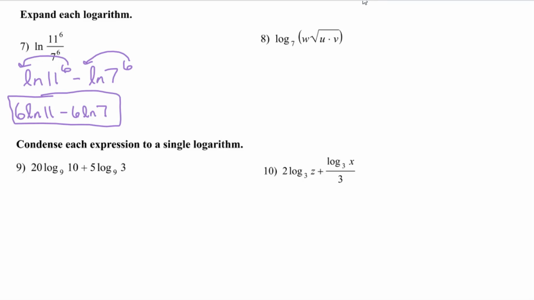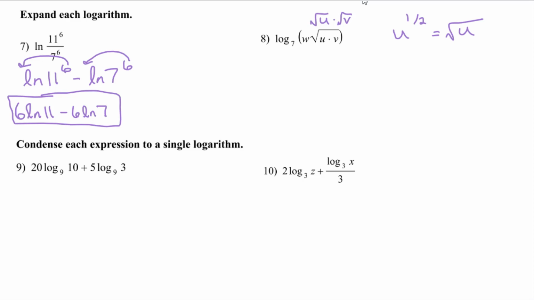In a similar way, we're going to expand number 8. This time our base is 7, so nothing is going to change the base when we're expanding or condensing, and if things didn't have the same base, we wouldn't be able to condense them into one thing. They have to match bases for these properties to work. So we've got W, and then we've got square root of U times square root of V. So a couple things here. For one, square root of U times square root of V can just be separated into 2 separate square roots. But also, isn't there an exponent that goes with square root? Isn't U to the 1/2 the same as the square root of U?